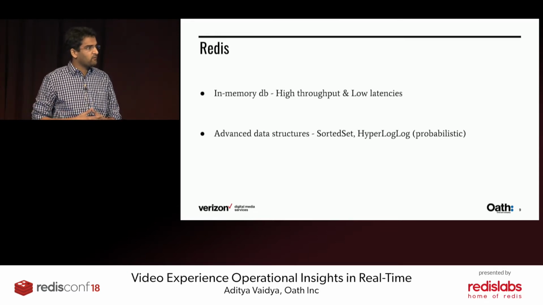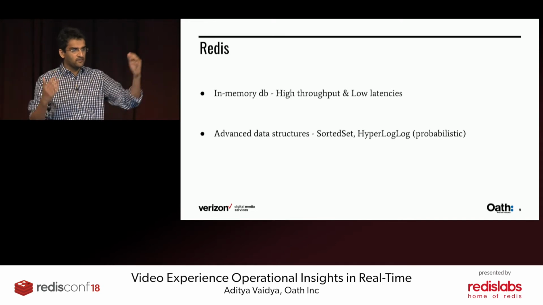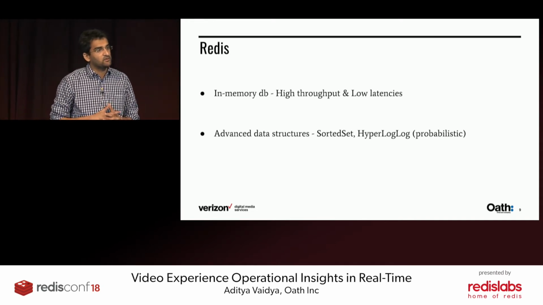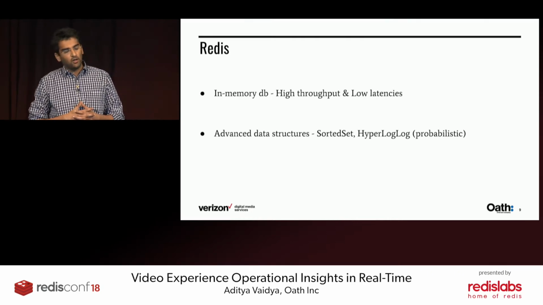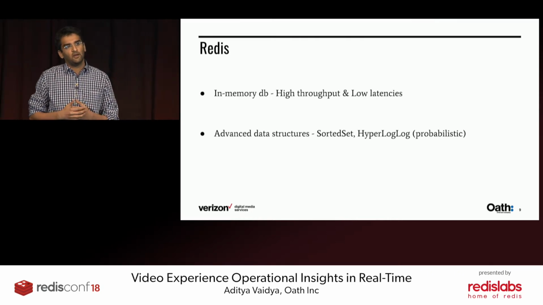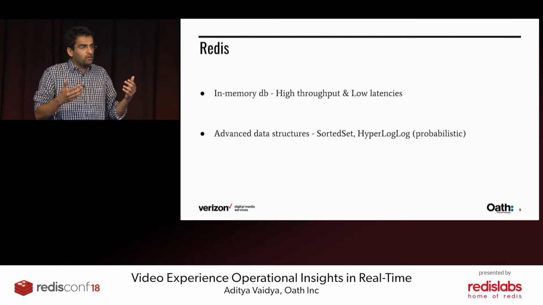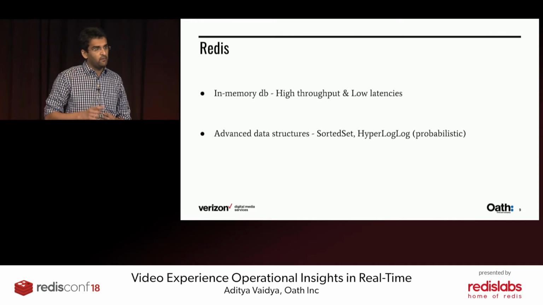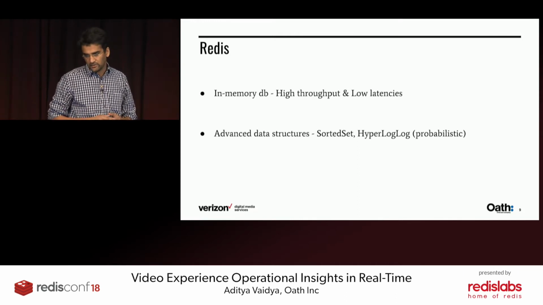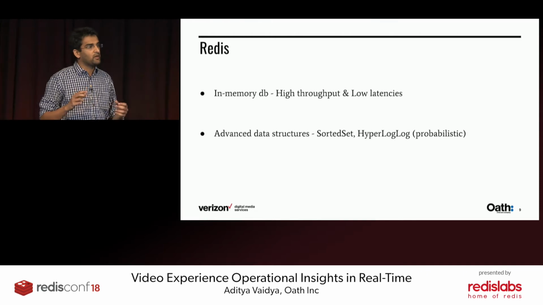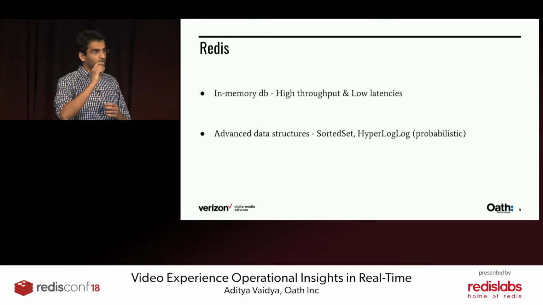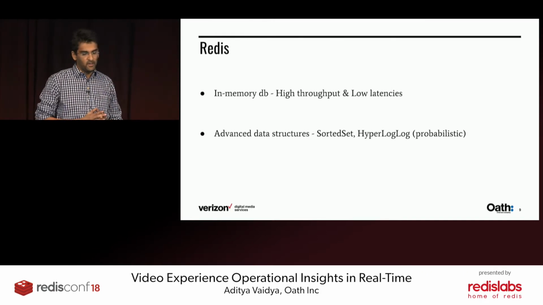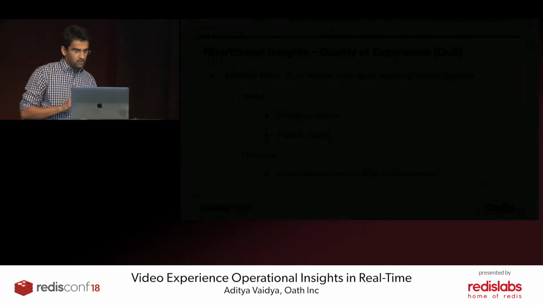Apart from this, Redis also provides some advanced data structures. We use sorted set, for example, to represent time series in memory. The other data structure that we use is the probabilistic data structure, HyperLogLog. It allows you to count unique items in an unbounded stream of data using very limited memory. I'm going to talk about this specifically in the subsequent slide. And we use this data structure to calculate the number of unique video views that are generated in a particular granularity of time.